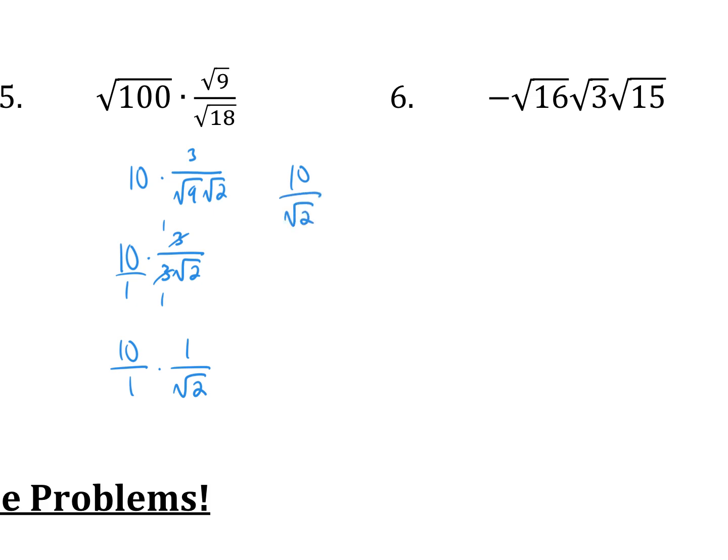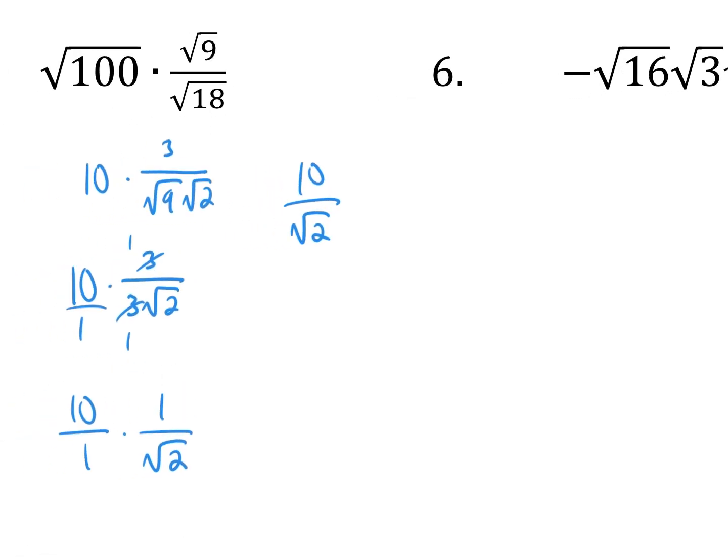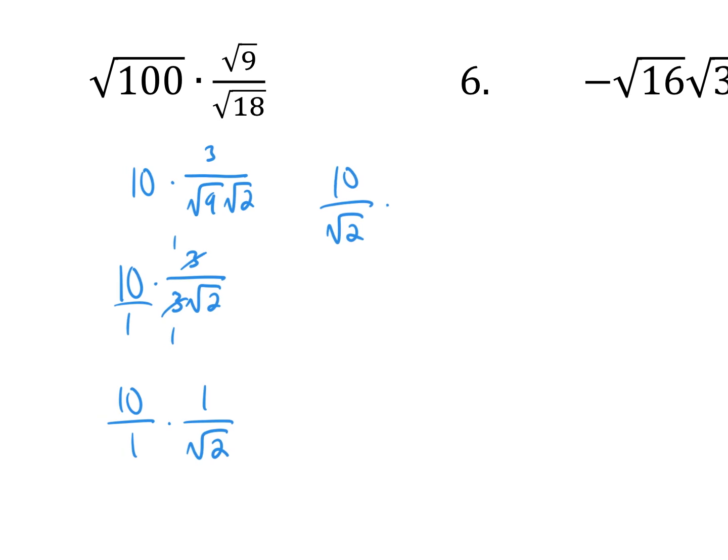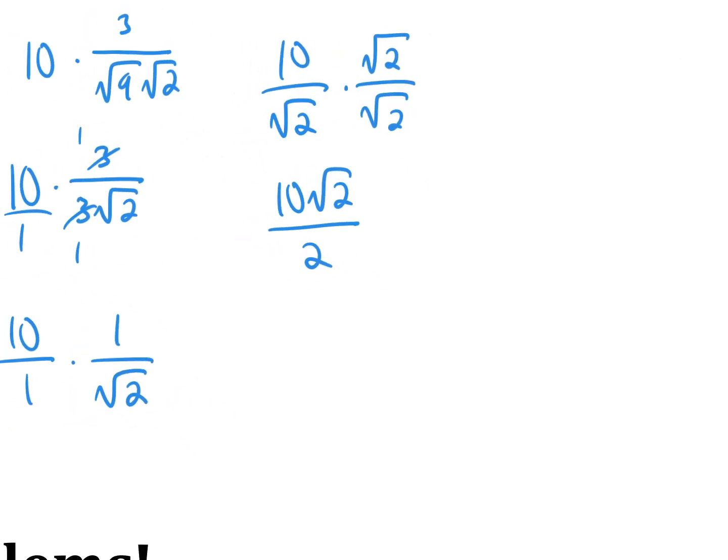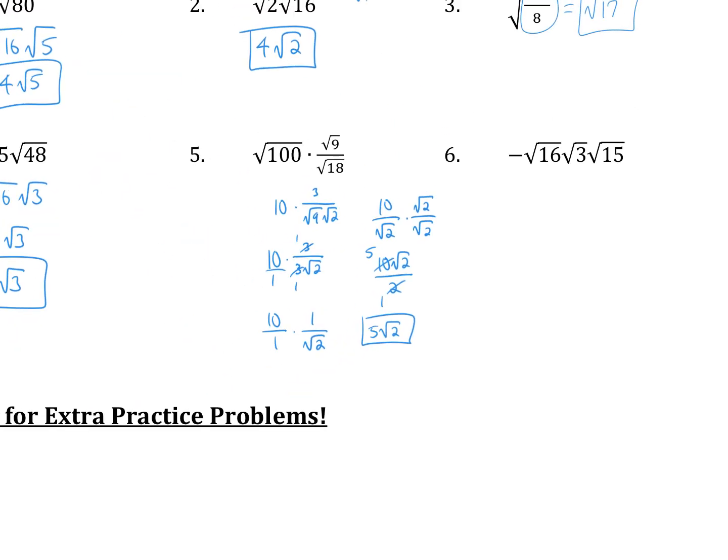Are we done here? Not quite. We have a radical in the denominator. We need to rationalize it. So we're going to multiply top and bottom by what? Square root of 2. So now we have on top 10 square root of 2 over 2. And the last thing we can do is reduce that 10 and 2, because it's kind of like a fraction. 2 goes into 2 once, 2 goes into 10 5 times. So we get 5 square root of 2. All right, that was a tough one.